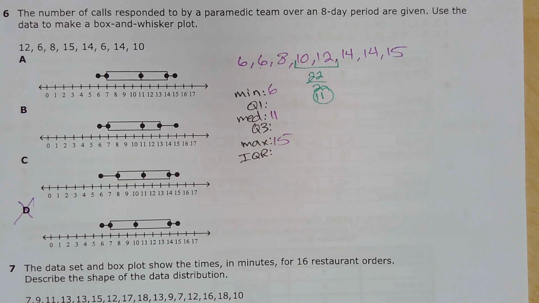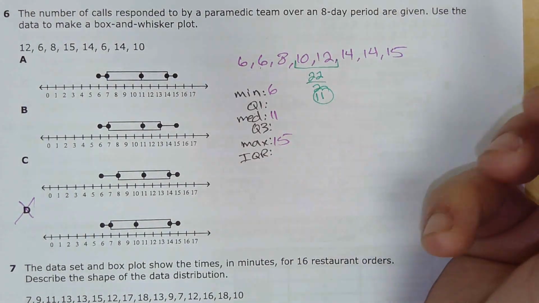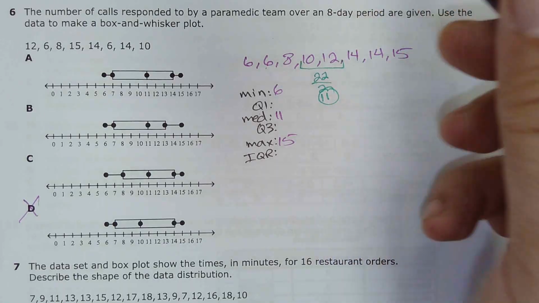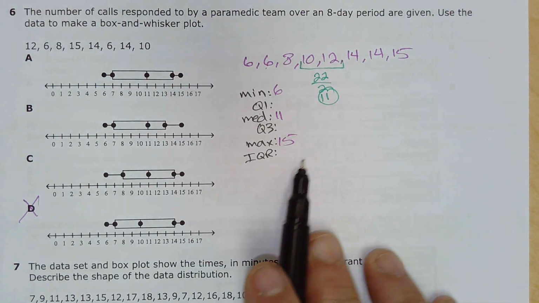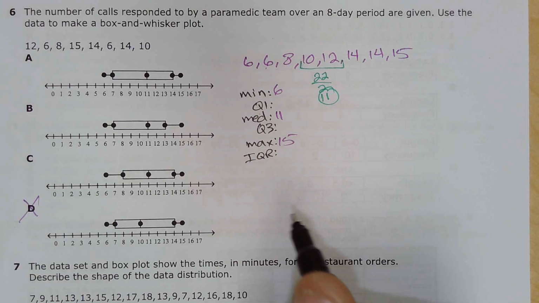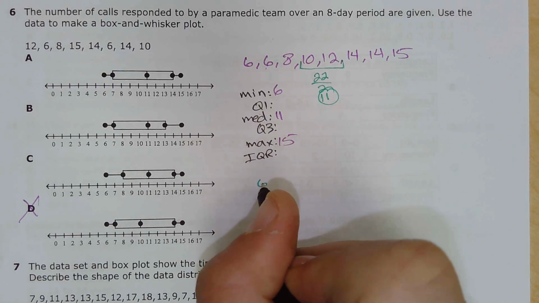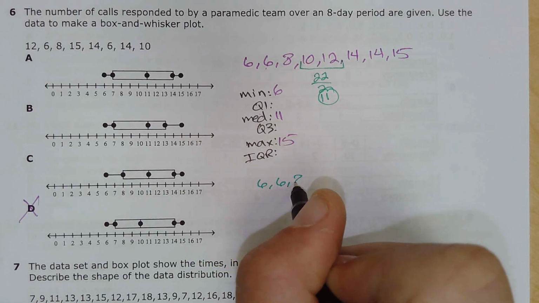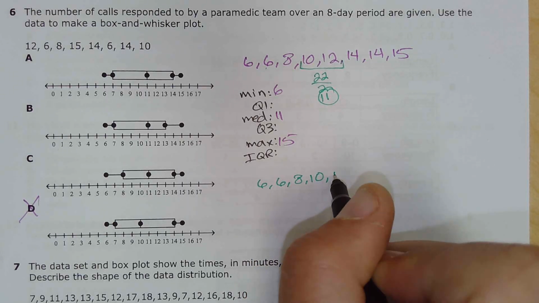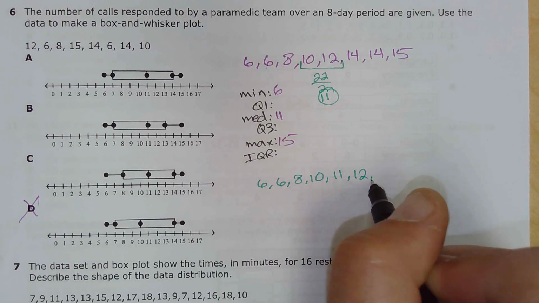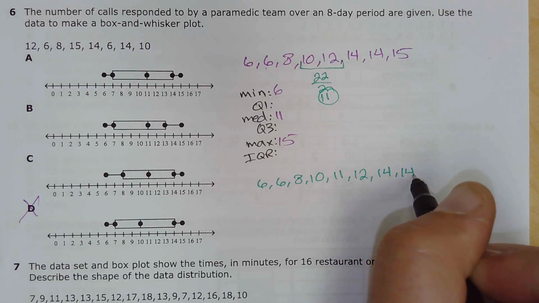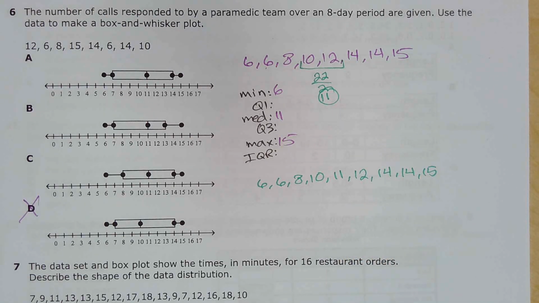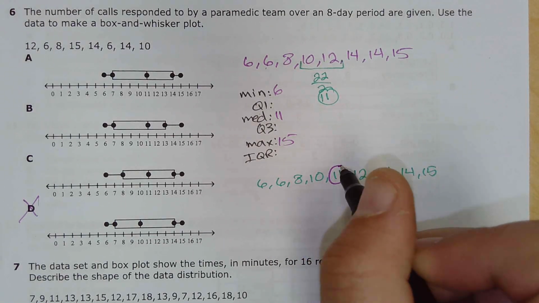Now that I have this number 11 here, okay, I basically have to include it. So I'm going to take this list and I'm going to rewrite it here. Okay, so I'm going to include the number 11. So I still have the 2 6s. I have the 8. I have the 10. I'm including the 11. I have the 12. I have the 2 14s. And I have the 15. Now, I'm going to circle my median so I know it's the one that represents my middle.